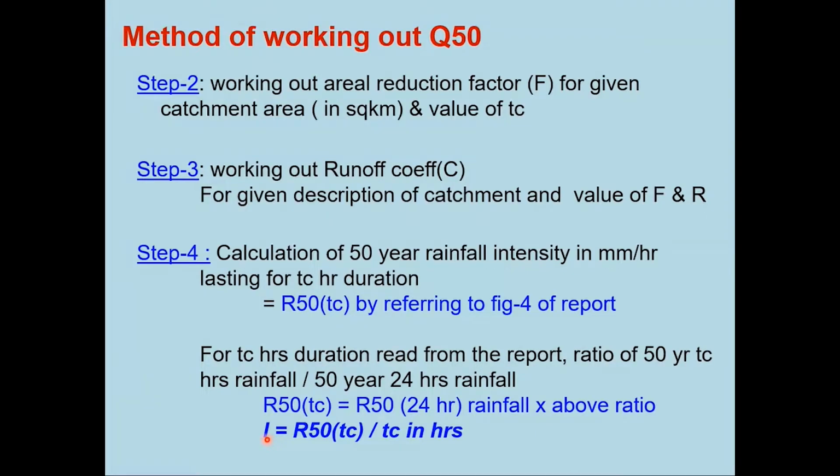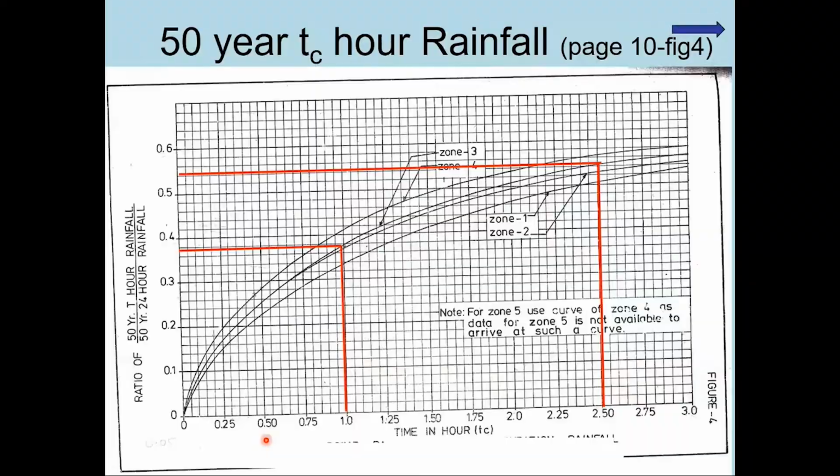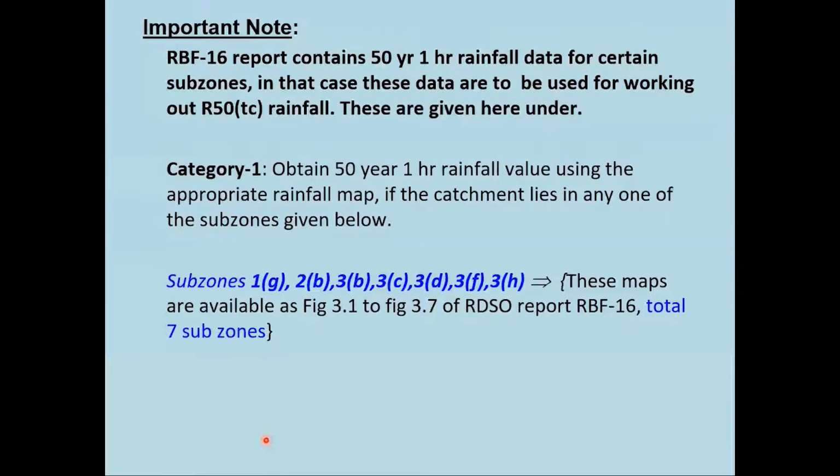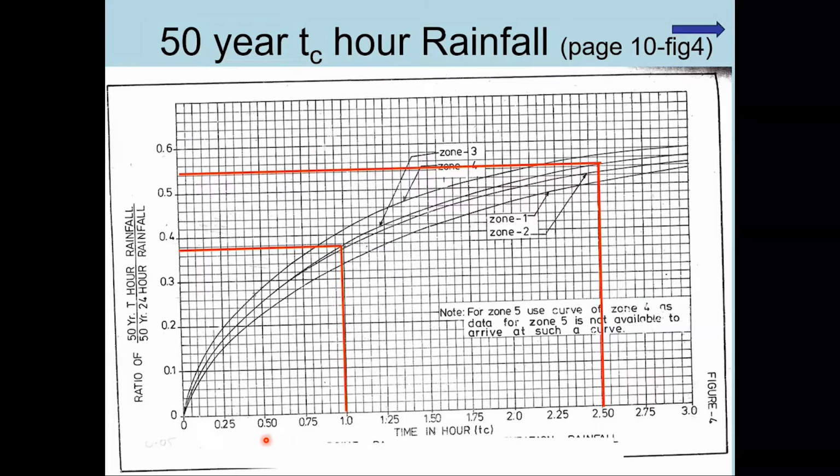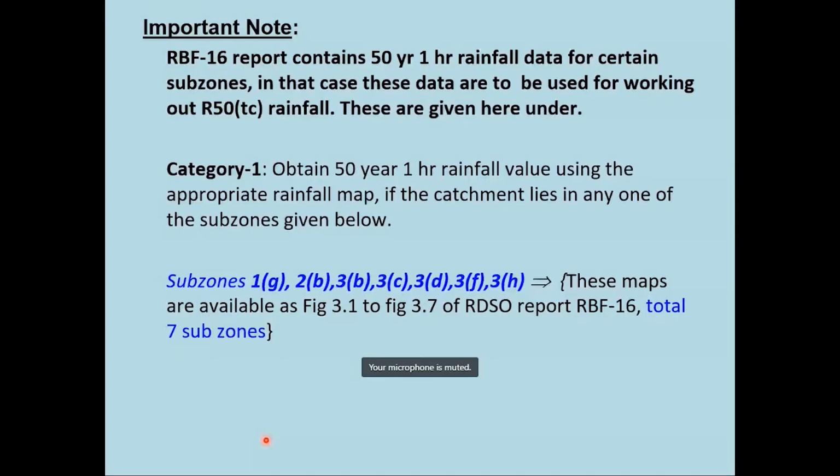So I is known. Therefore, the final equation which you have written in the very beginning: Q is some constant multiplied by C, multiplied by I50, multiplied by A. Now all the factors are known, so I can find out and arrive at the Q50 value. Is it clear? Yes, sir.